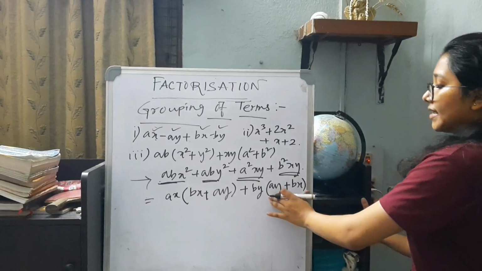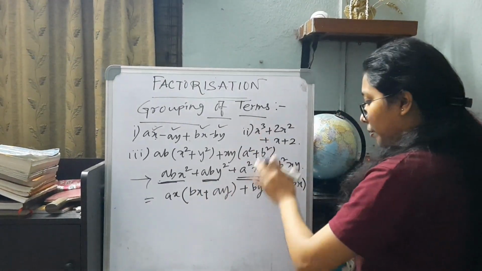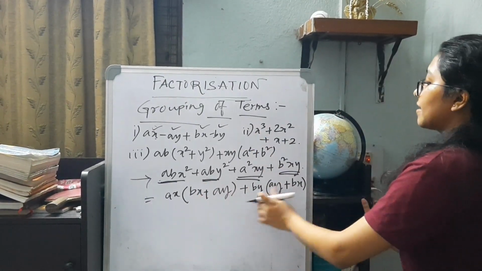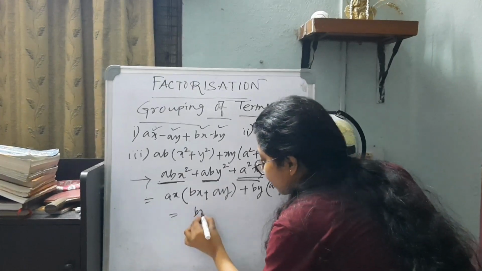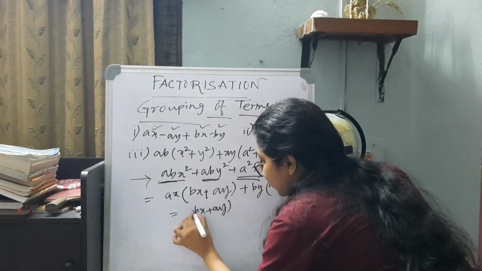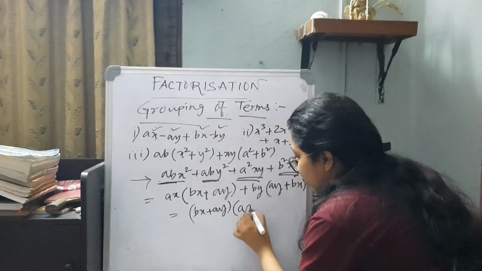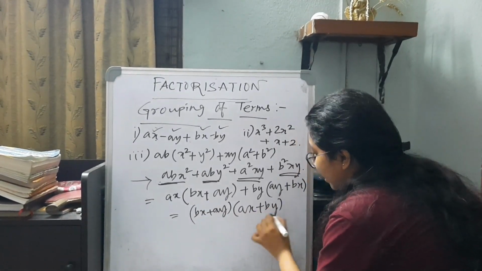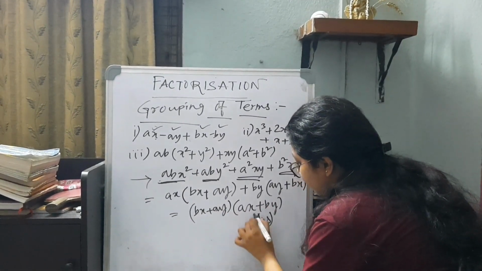So we can see that yes, the grouping has been done properly because BX plus AY is coming common in both. Taking BX plus AY here, the remaining part turns out to be AX plus BY. So this is our answer.